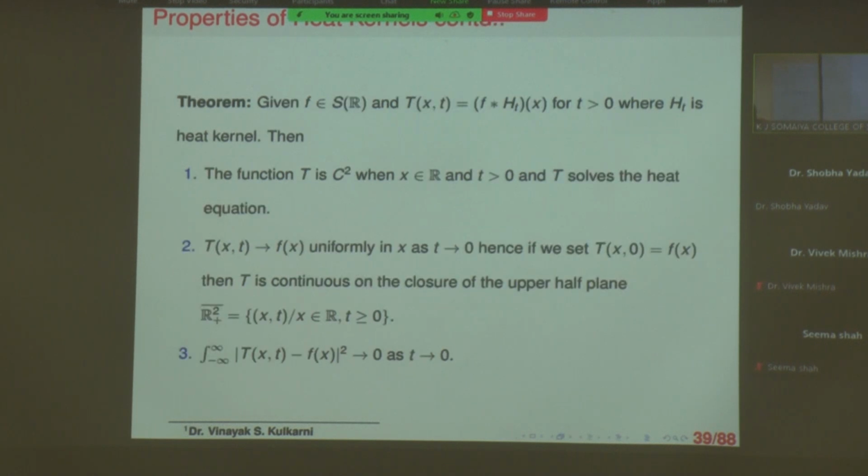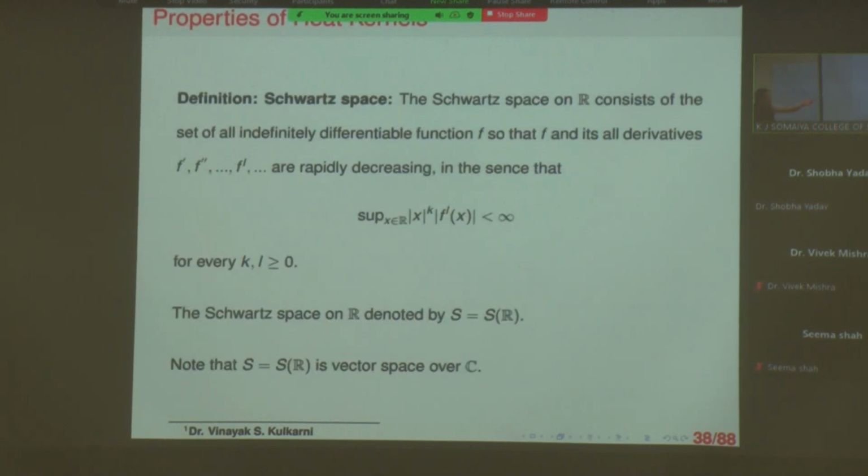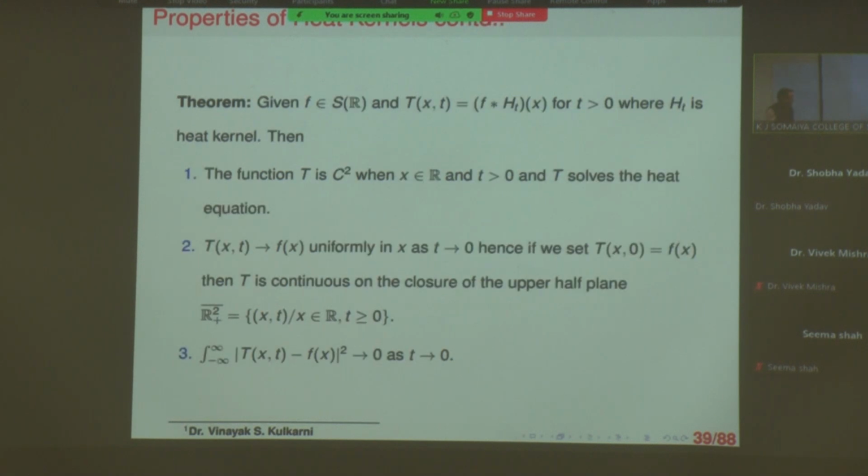Of course, if you are interested, you can learn more about this space. The Schwartz space over the real line R is denoted S of R, and it is basically a vector space over C. So my theorem is: f belongs to S of R. As I told you, I am going to directly consider f as a function in this Schwartz space. T of x,t, which we have already derived, is the convolution f star Ht for positive t, and Ht represents the heat kernel.